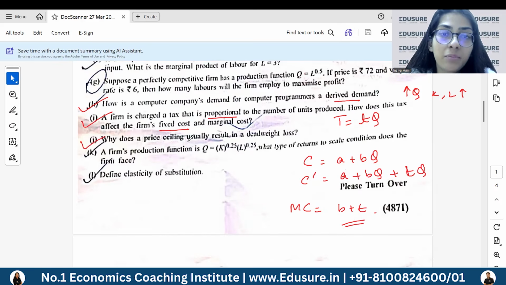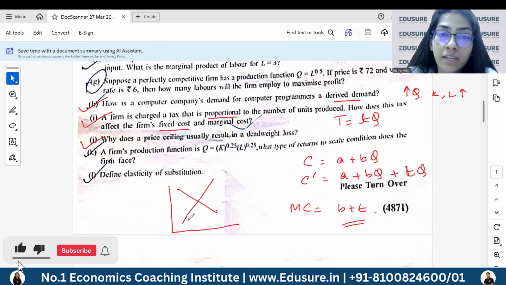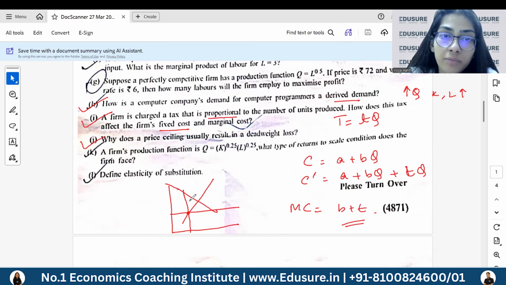Part J: why does a price ceiling usually result in a deadweight loss? The solution will be something like this: you have to draw the demand and supply curves. The price ceiling means the price is lower, and this is the traded quantity, right? From here you get the consumer surplus and producer surplus, but you will see that this triangle is your deadweight loss, right? And this deadweight loss is that part of welfare which, before the price ceiling, was still part of the total surplus, but now it is outside of the total surplus. Okay, so this is the deadweight loss.